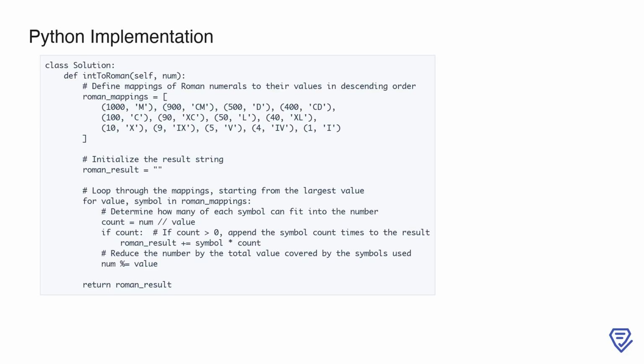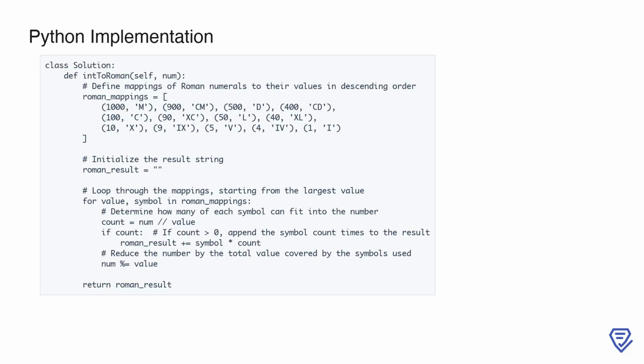Here's the step-by-step explanation. 1. Define Roman numeral mappings. The roman_mappings list contains tuples of integer values and their corresponding Roman numeral symbols, arranged in descending order. This ensures we process the largest values first, which aligns with the Roman numeral system. 2. Initialize the result string. A variable roman_result is initialized as an empty string. This will hold the final Roman numeral representation.